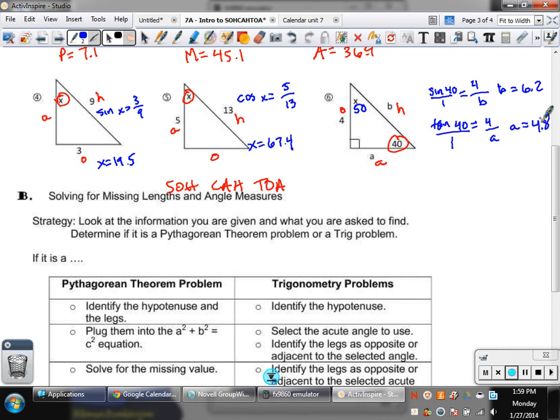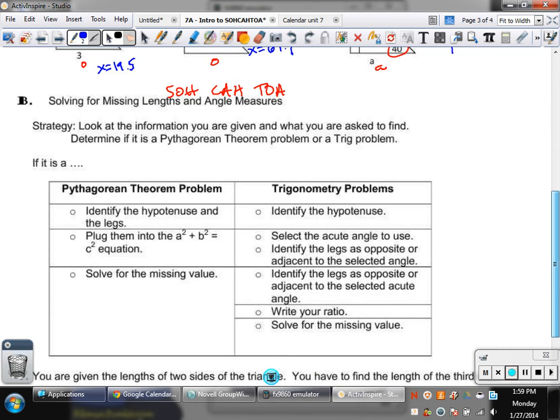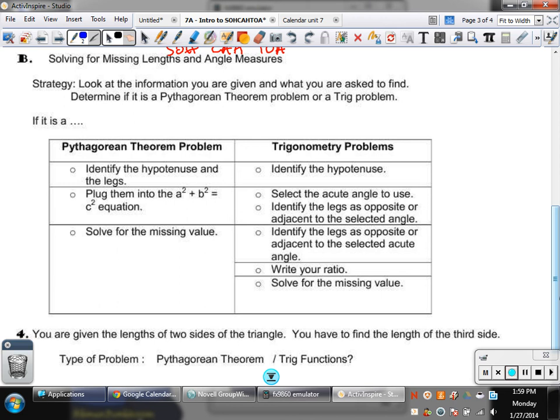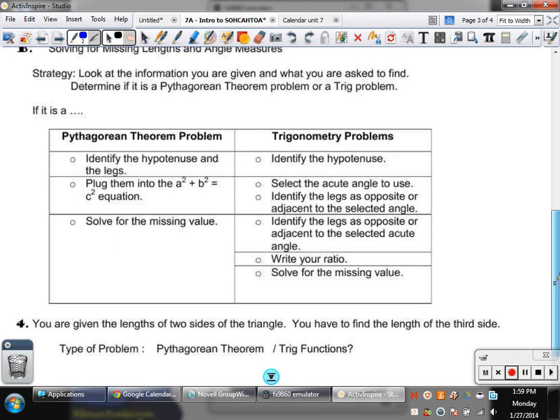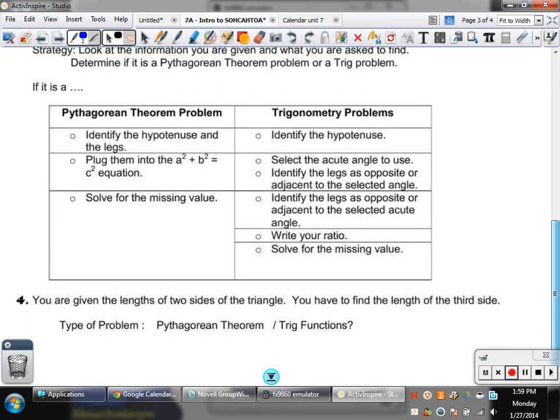Okay. Then down below, there are some strategies that tell you to look at the information to see what you're given and see what you're asked to find, so that you know whether the problem is a trig problem or a Pythagorean theorem problem. Number 4 says, if you're given the lengths of two sides of the triangle, and you have to find the third side, is that a trig problem or a Pythagorean theorem problem? And that, of course, is a Pythagorean theorem problem. Once we're given two sides of a right triangle, we're looking for that missing side. That's a Pythagorean theorem problem. Let's take a look at the next page.